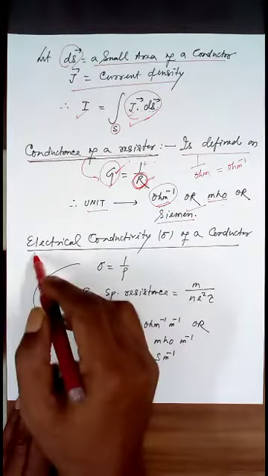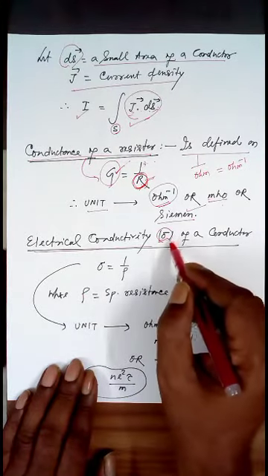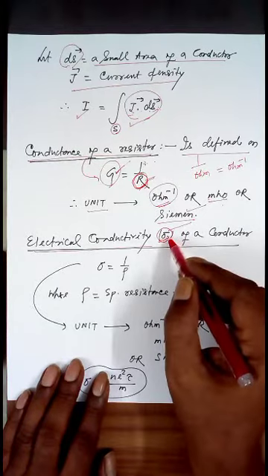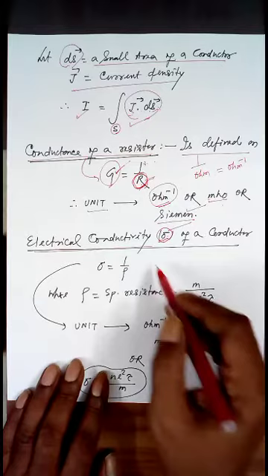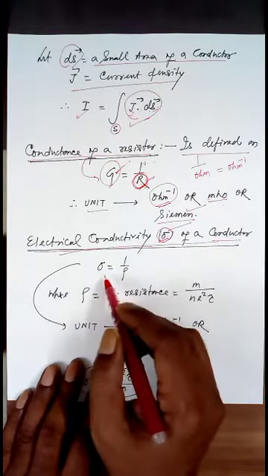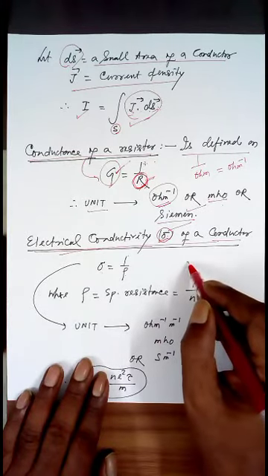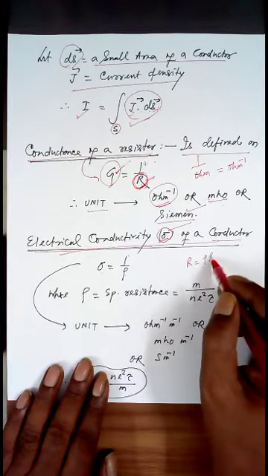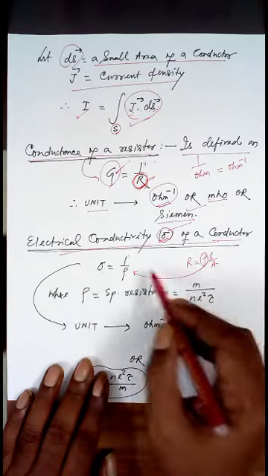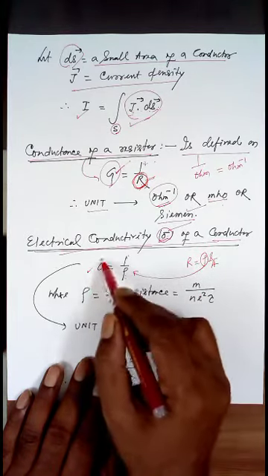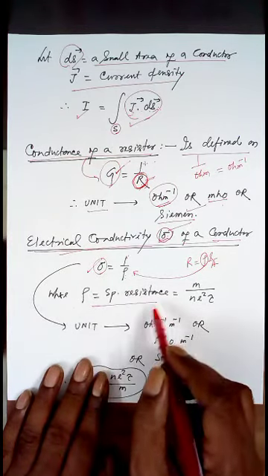Then comes electrical conductivity. The symbol for that is sigma. Don't confuse this symbol with electrostatics, where it was used for surface charge density, but not here. Electrical conductivity of a conductor is defined as 1 over rho. We had previously derived R equal to rho L over A, where rho was called the specific resistance. The reciprocal of that is called electrical conductivity, sigma.